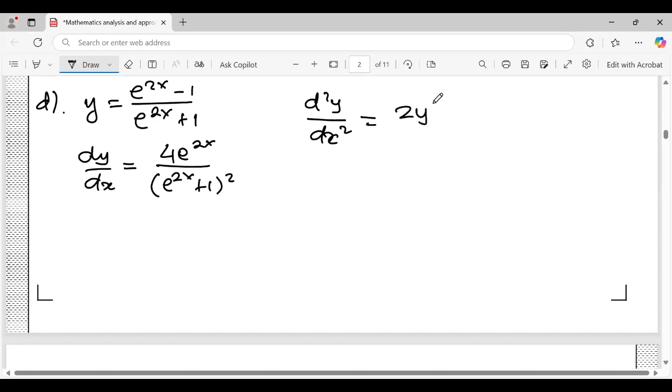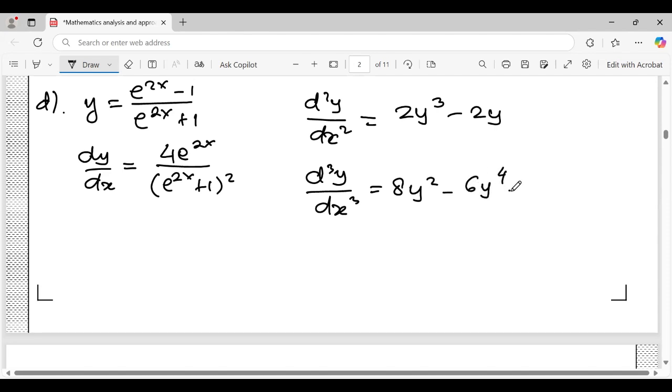is 2y cubed minus 2y. So we can find it in terms of x if we substitute y into this expression. And the third derivative in terms of y, you can change into terms of x if you substitute y into this expression. And the third derivative is 8y squared minus 6y to the power 4 minus 2. This is the third derivative.